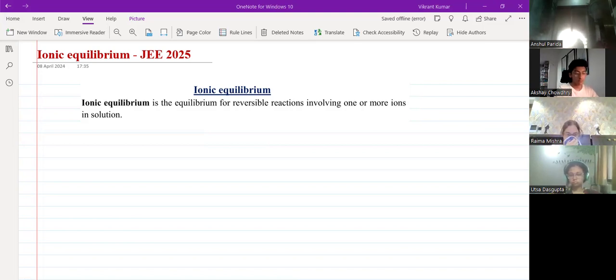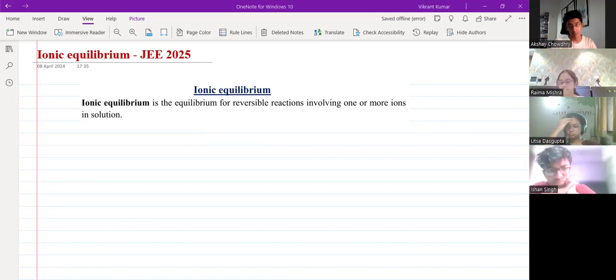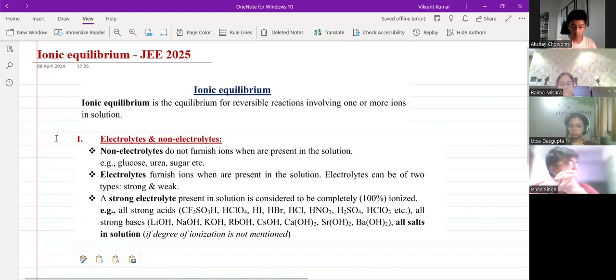Now again, electrolytes can be of two types, strong and weak. When they are present in the solution, if they are 100% ionized, then we'll be calling them strong electrolytes. If the extent of or the degree of ionization is less than 100%, then we'll be calling them weak electrolytes. Is it okay up to this point? क्या मैंने बोला? I'll give you those points.